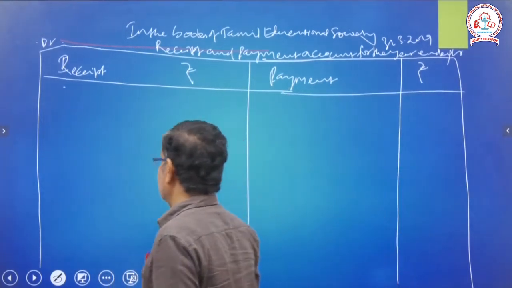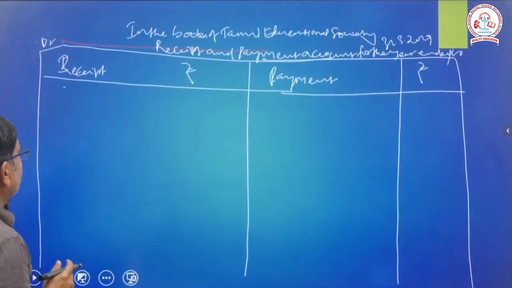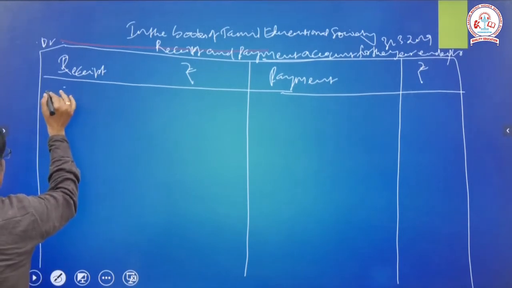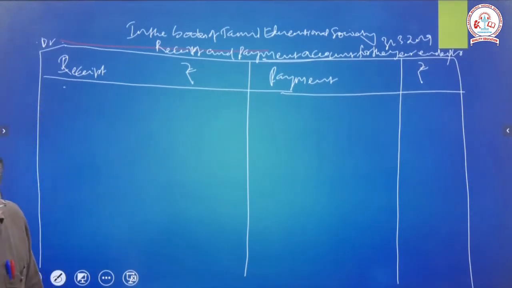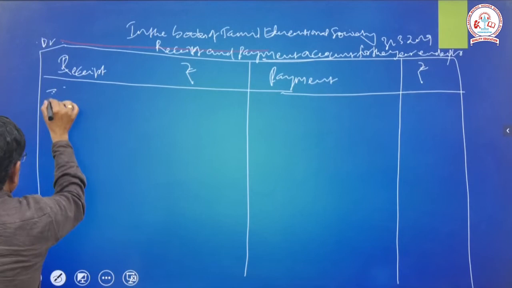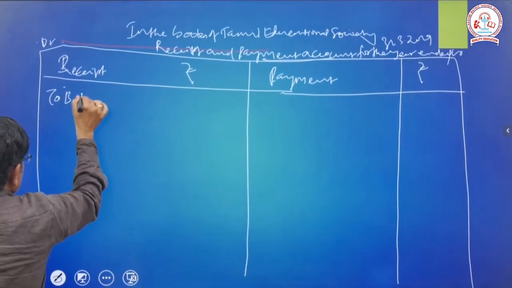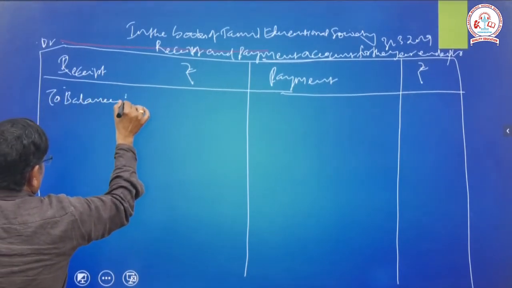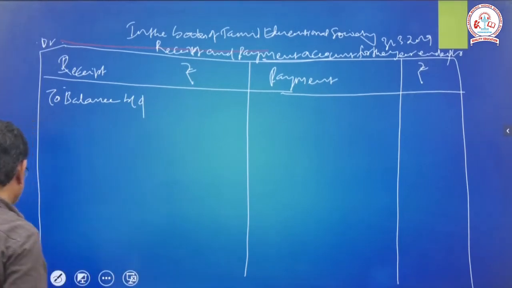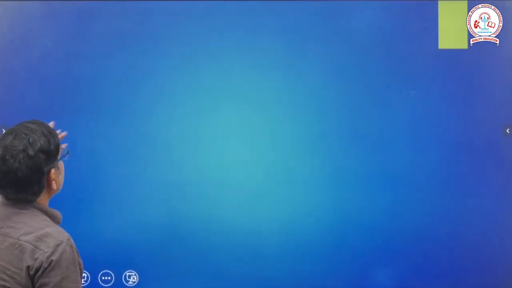Now we can see the values. First one, opening cash balance. You can write it here: To balance b/d. See the value here.